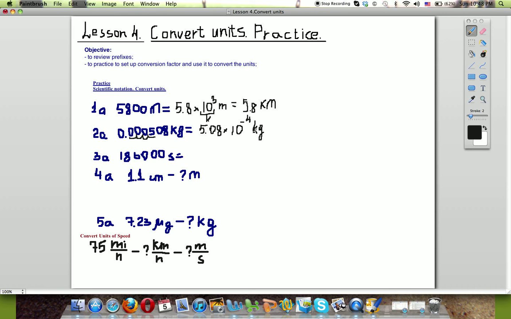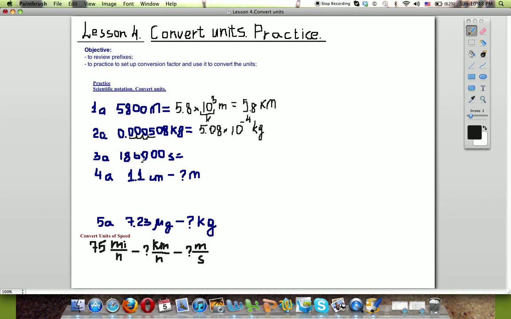Because kilo is a prefix, I cannot use two prefixes, okay? So that's the way I'm going to leave it: 5.08 times 10 to the negative 4 kilograms. There is no prefix for 10 to the negative 4, and even if there is one, I cannot use two prefixes at the same time. That's why I will leave it this way, and that's the correct way to leave it.